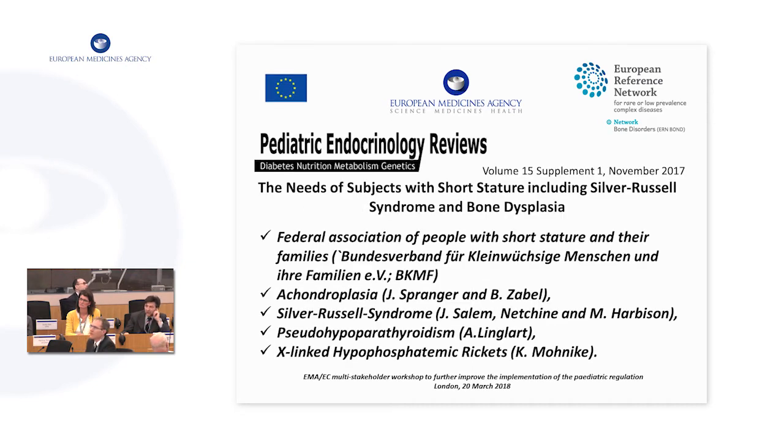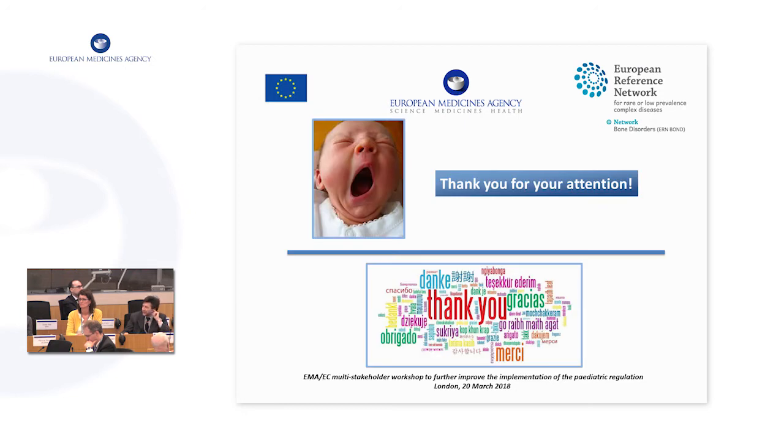A clear example of this is a recent publication done by some members of our ERN that have been working on the short stature of patients affected by many different diseases like achondroplasia or pseudohypoparathyroidism, like you can see here. So in the very short term, what we are running right now are scoping exercises in order to collect the real patient needs. Thank you very much for your attention.